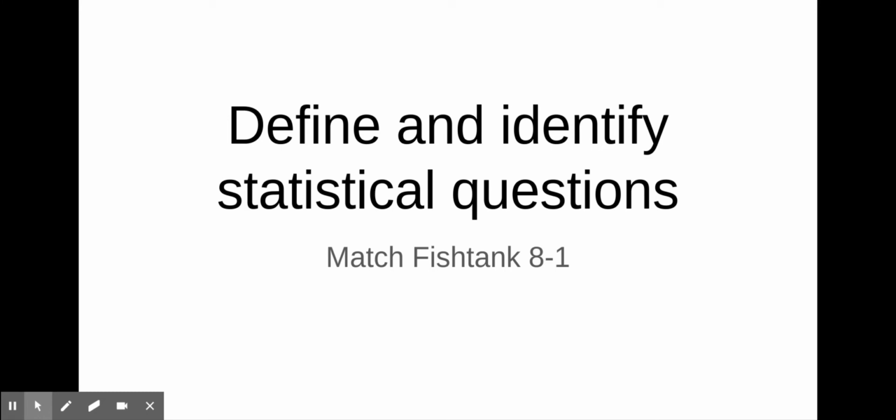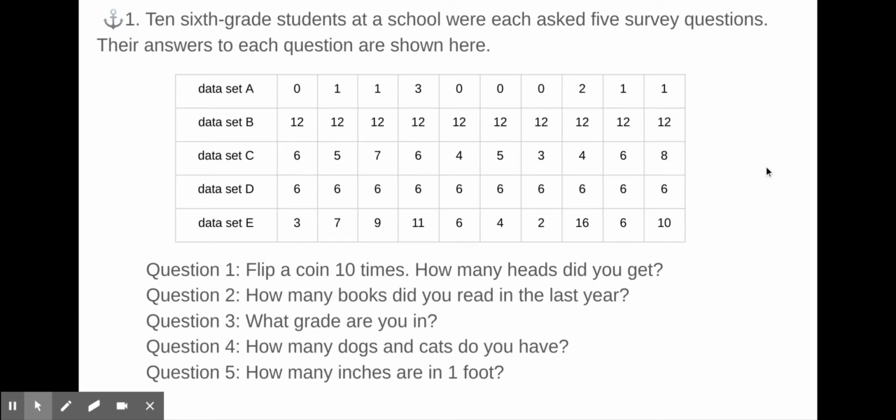Match Fishtank, Unit 8, Lesson 1. In this mini lesson, we're going to look at defining and identifying statistical questions.